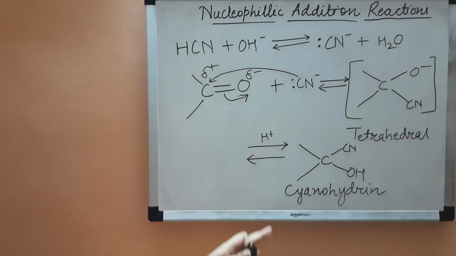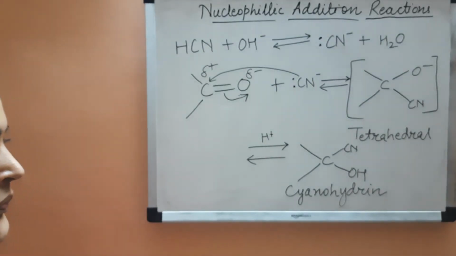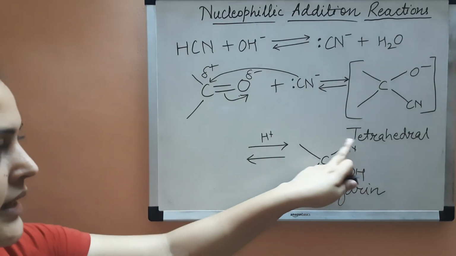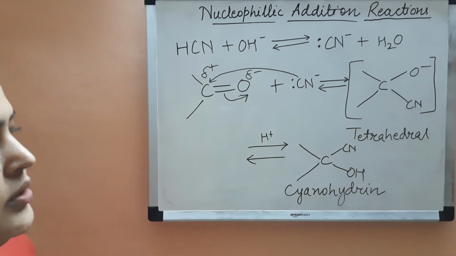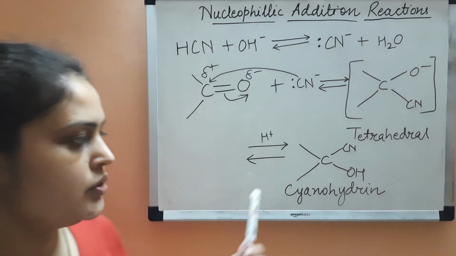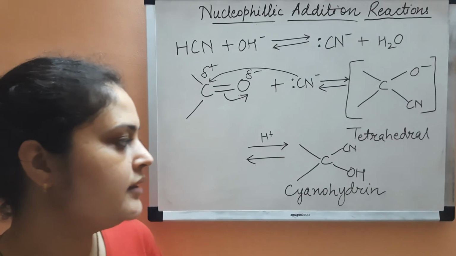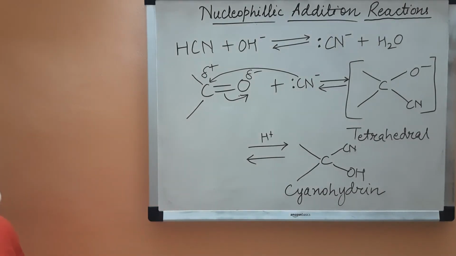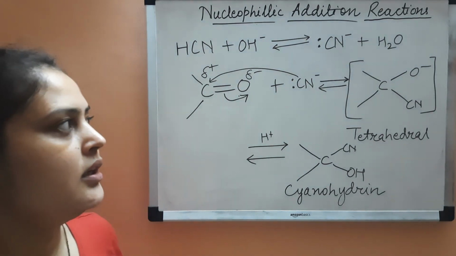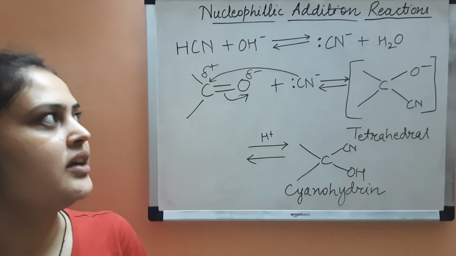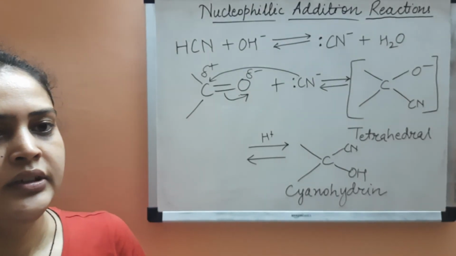This is known as cyanohydrin, when cyanide and OH are attached to the carbon atom. This cyanohydrin is a useful synthetic intermediate. So this was the first example of nucleophilic addition reaction. I hope you understood this topic. We will see some more addition reactions in the next lecture.